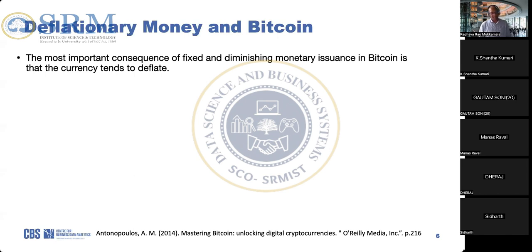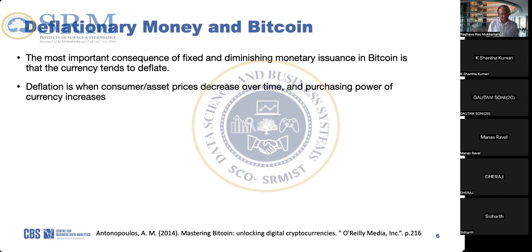So the side effect of this design is that it tends to make the currency deflate, right? What is deflation? Deflation is a phenomenon when consumer asset prices decrease over time and the purchasing power of the currency increases. So what does it mean?